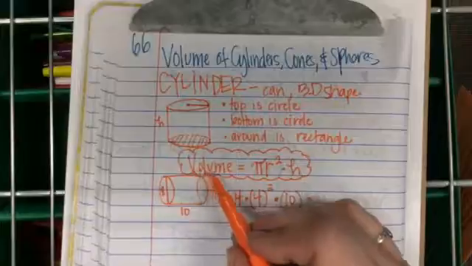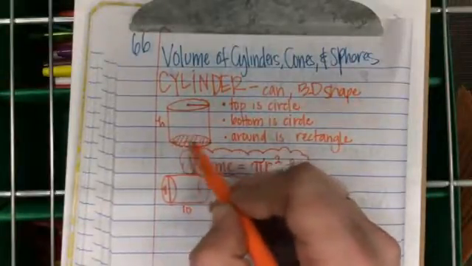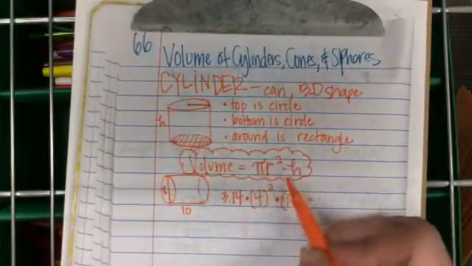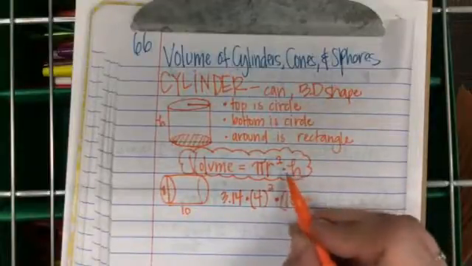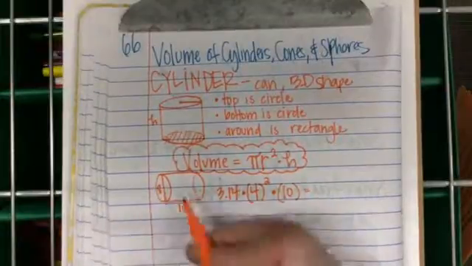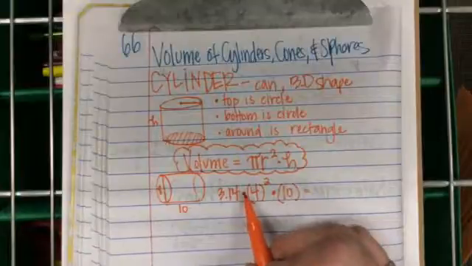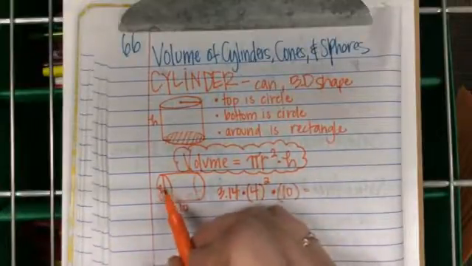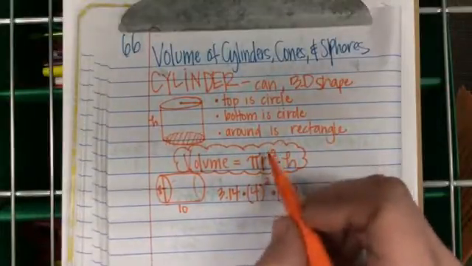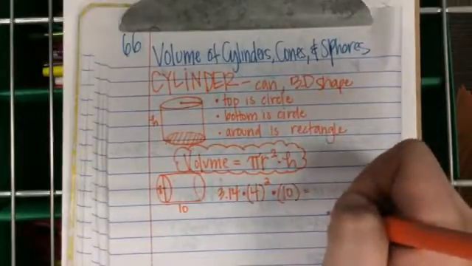The formula for volume of a cylinder is pi r squared, because we start with the area of a circle. We fill in the bottom, which is a circle, pi r squared. And we're going to multiply it by how tall it is. So in this example, pi is 3.14 times the radius is half of this, so it's 4 squared, times the height is 10. So what's the volume of this cylinder?